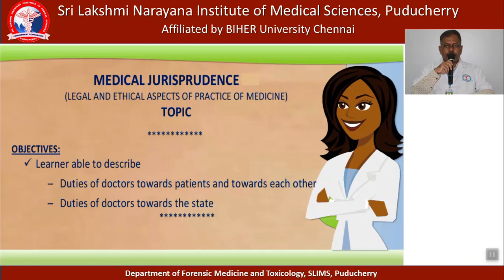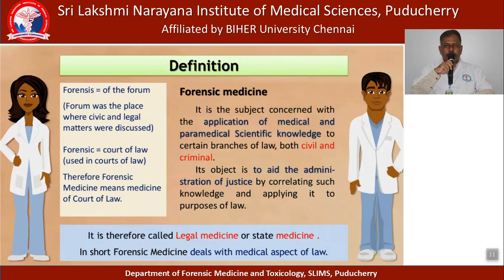Again I'll go first, class 1, that is the definition. Definition of forensic medicine: it is the application of medical and paramedical scientific knowledge to certain branches of law, both civil and criminal. Its object is to aid administration of justice by correlating the knowledge and applying it to the purpose of the law. So in short you can say it deals with the medical aspect of the law.